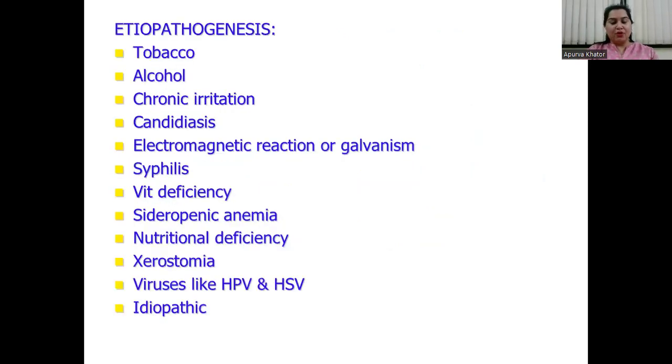Coming to the etiology, as I've already mentioned, the principal etiology of leukoplakia is consumption of tobacco. The predisposing factors could be alcohol, chronic irritation, candidiasis, syphilis, vitamin deficiency, certain nutritional deficiencies, xerostomia, viruses, and it could be idiopathic.